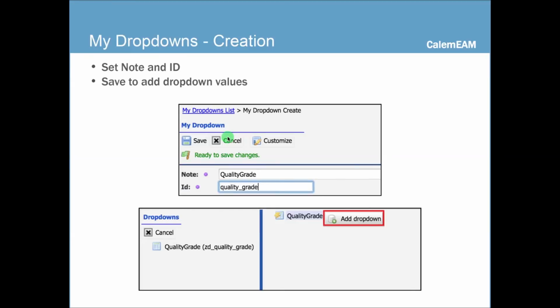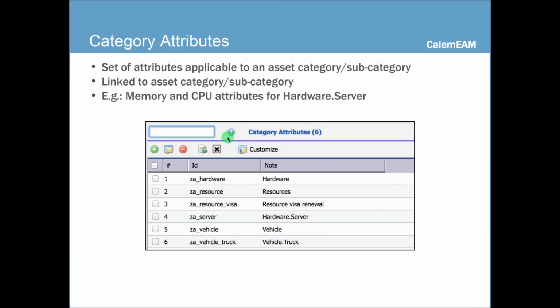So here's the screen. You can create one, add a drop-down. Let's look at the category attributes. Category attributes are a set of attributes that you can use for asset category or asset subcategory. For instance, you can say memory and CPU attributes are necessary only for hardware server that you're managing.